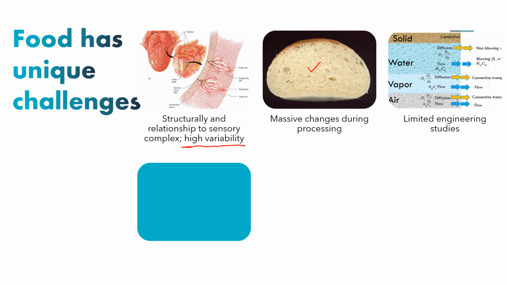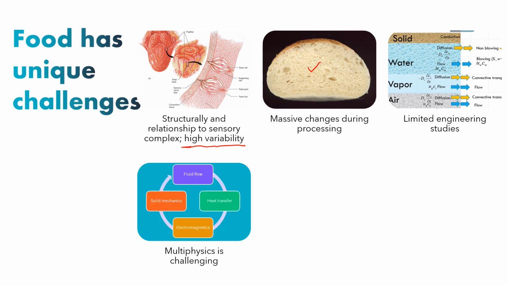Then the next thing is that food processes often involve multi-physics. So there's fluid flow and heat transfer, and it could have electromagnetics. It can very well have solid mechanics, because every time you process, its size changes, because if it loses water, it shrinks and so on. So there is multi-physics, and multi-physics is challenging.